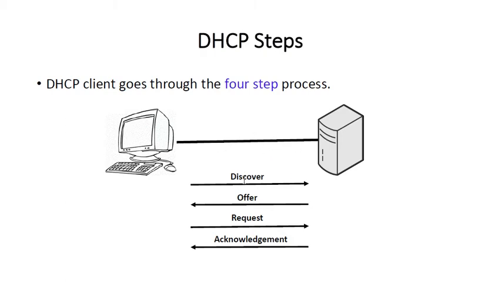One is discover, another is offer, next is request, and final is acknowledgement. So this is the handshaking that is being held between the client and the server. Now when we talk about step 1, the DHCP client sends the broadcast packet, that is the DHCP discover, to the DHCP server over the wired network or a wireless network, whatever it may be.